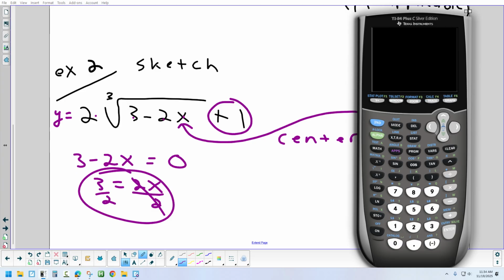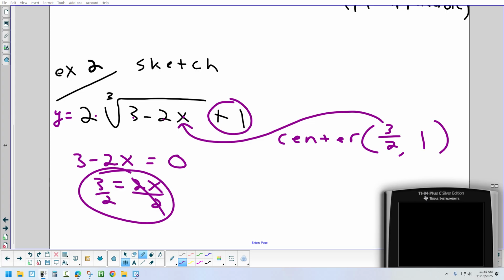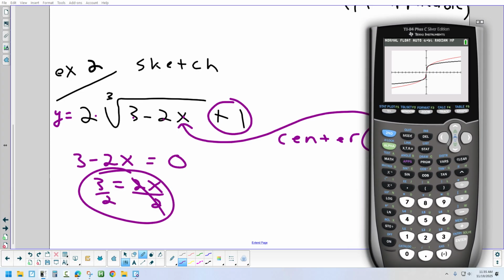Now, to graph that, I need a few more points. I need some points that are bigger than 1.5 to the right, and I need some points that are smaller. There's no set values you have to use. Just pick some that are spread out. So let's put in 2 times the cube root of 3 minus 2x. Make sure you get out of the radicand for the plus 1.